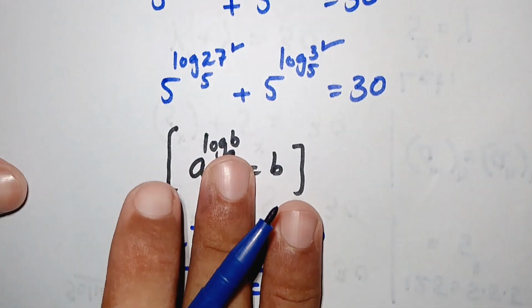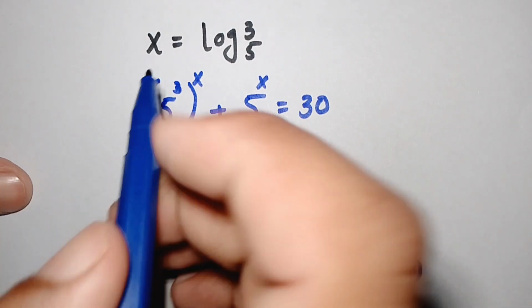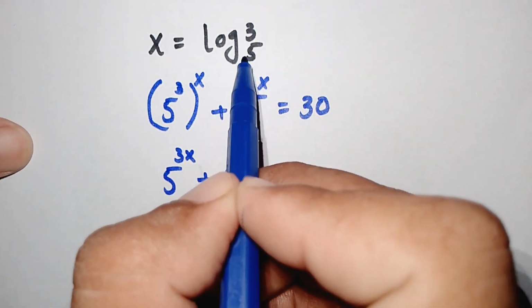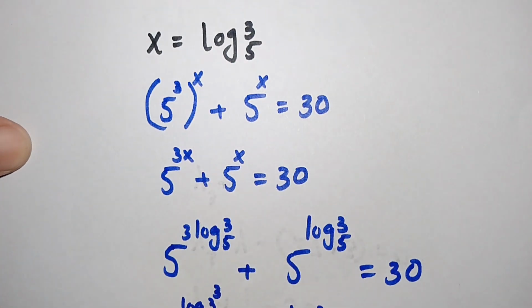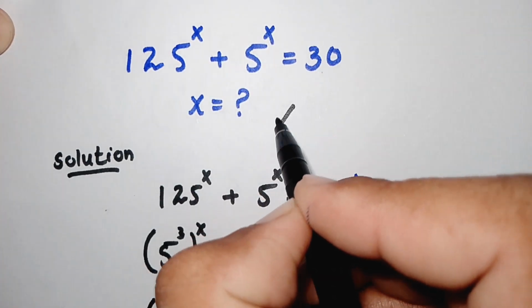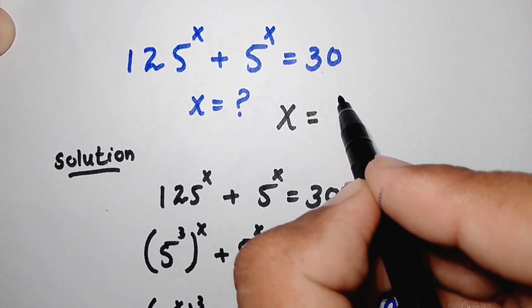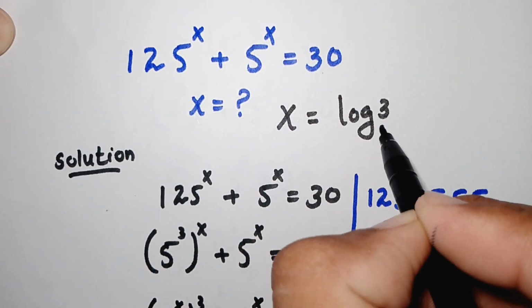So our answer, the value of x, which is x is equal to log of 3 with base 5, is the correct value for this interesting question. So the answer of this interesting question is x is equal to log of 3 with base 5.